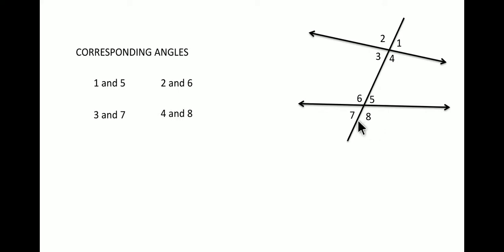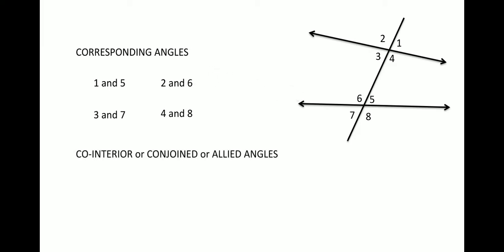So there are 4 pairs of corresponding angles, 1 and 5. See, they are of the same type, but in different lines. 1 and 5, 2 and 6, 3 and 7, and 4 and 8. So these are the 4 pairs of corresponding angles.